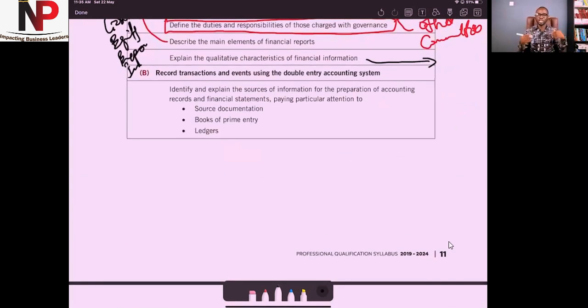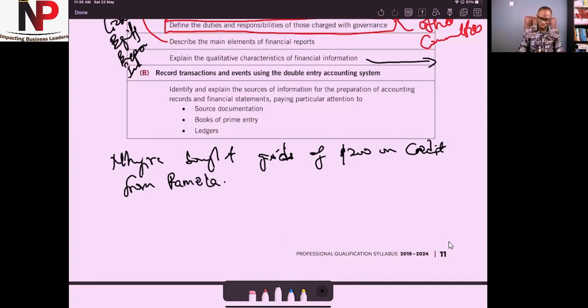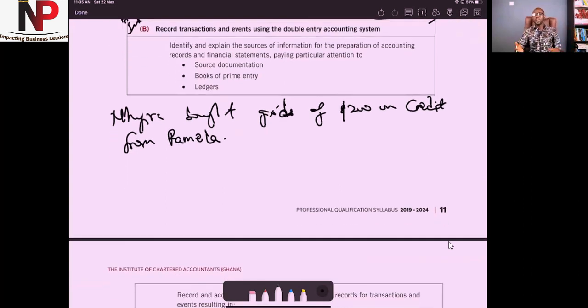principles. So for instance, if I pull a transaction up that says Nhyira bought goods of $200 on credit. So if I bought goods on credit from who? Let's say Pamela. So Nhyira bought goods of 200 Ghana cedis on credit from Pamela. What will be the double entry?